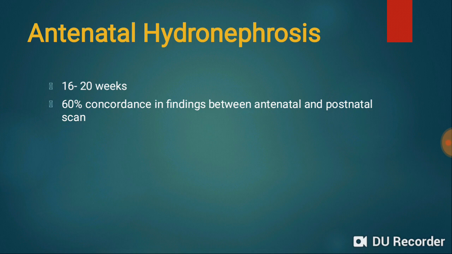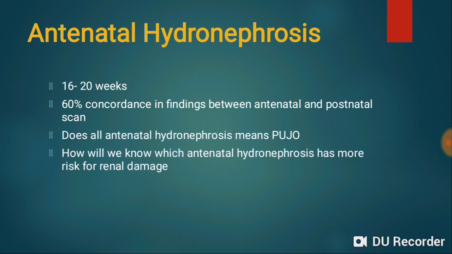A typical antenatal scan for antenatal hydronephrosis is taken around 16 to 20 weeks, and one more point to understand is that there is only 60% concordance in findings between the antenatal and postnatal scan. Only in 60% of the cases where the antenatal scan says there is hydronephrosis is there postnatal hydronephrosis. Does all antenatal hydronephrosis mean pelviureteric junction obstruction? No. How will we know which antenatal hydronephrosis has more risk of renal damage? Don't know. How will we understand?